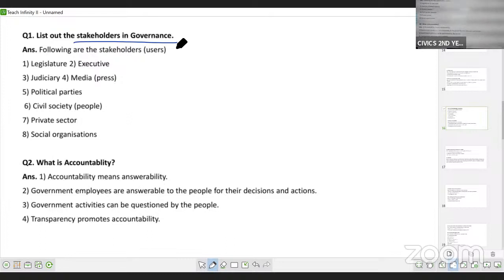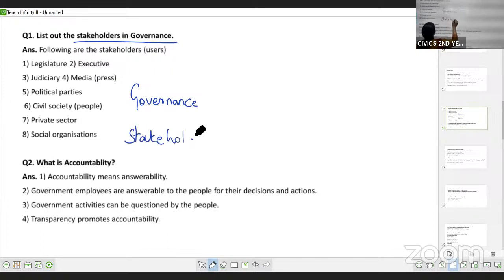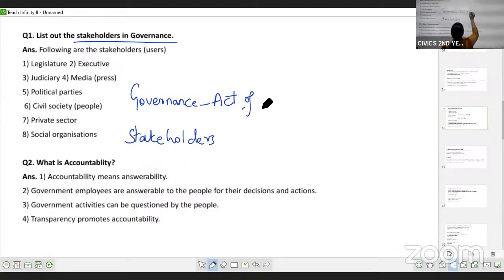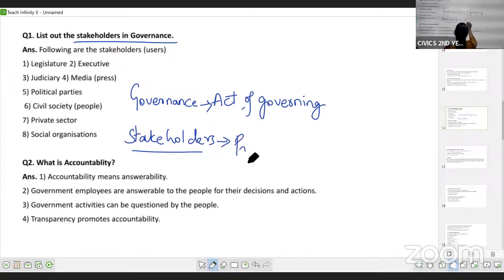Before learning this answer, I need to tell you the meanings of 2 words. One is governance, and second is stakeholders. If you know the meaning of these 2 words, you can easily remember the answer. What do you mean by governance? Governance is the act of governing, and stakeholders are the participants.